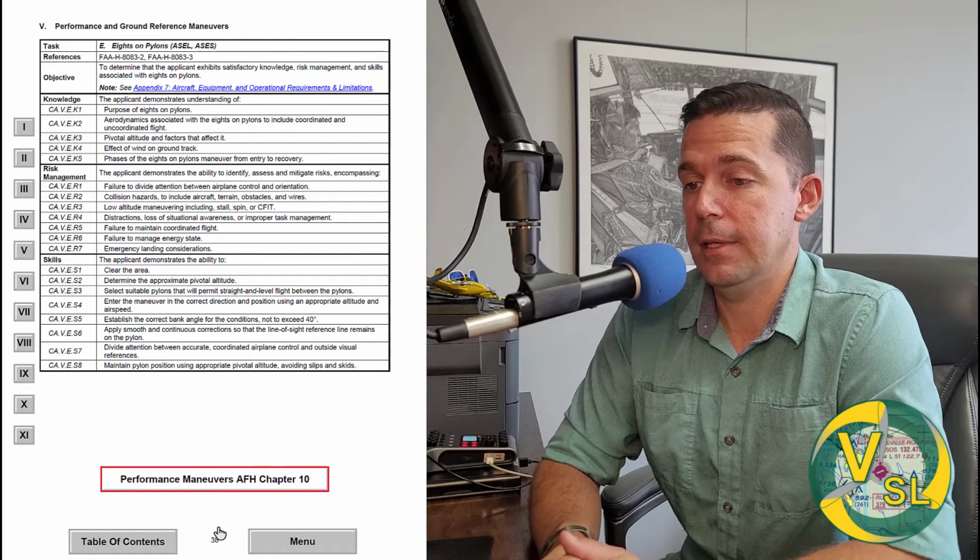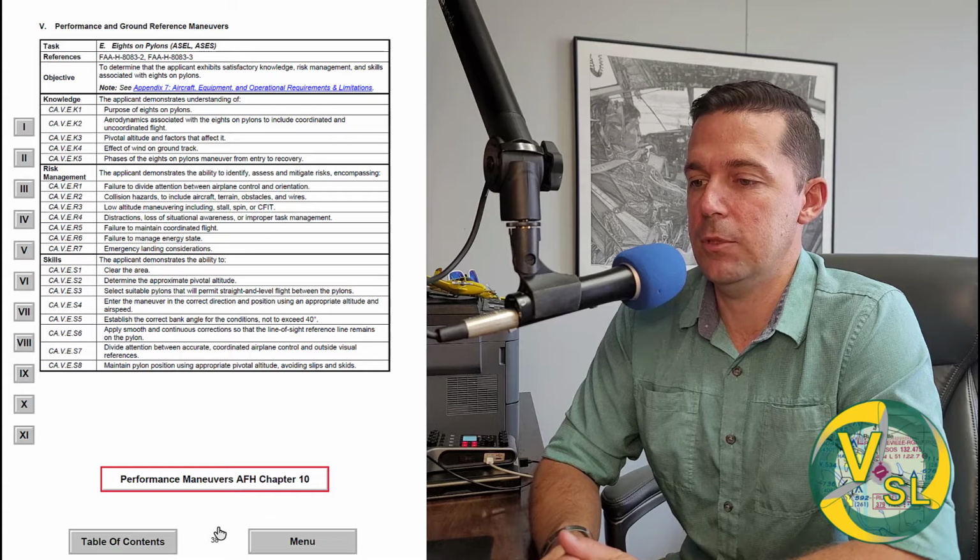Skill 1, clear the area. Skill 2, determine the approximate pivotal altitude. Skill 3, select suitable pylons that will permit straight and level flight between the pylons.